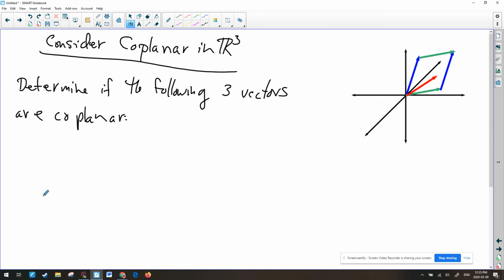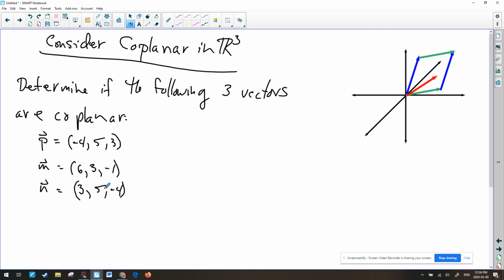Okay, so we want to know if they are coplanar. So here are my vectors. I'm going to have vector P, which is equal to (-4, 5, 3), vector M, which is (6, 3, -1), and vector N, which is (3, 5, -4).